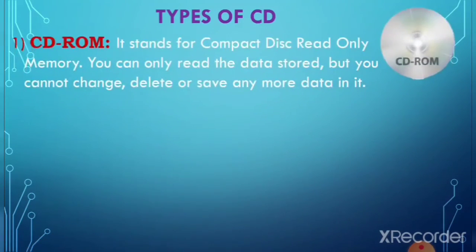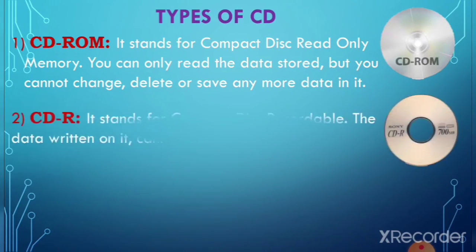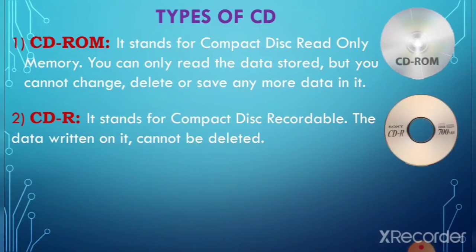First is CD-ROM. It stands for compact disk read only memory. As its name says, we can only read the data stored inside it. You cannot change or delete the data. Next type is CD-R, meaning compact disc recordable. It means we can record data on it only once and the data written on it cannot be deleted.